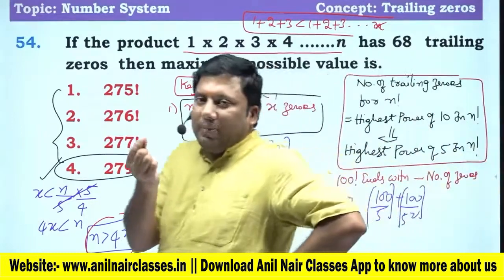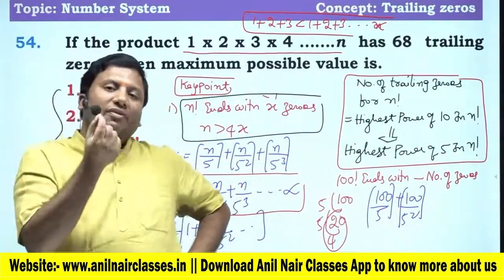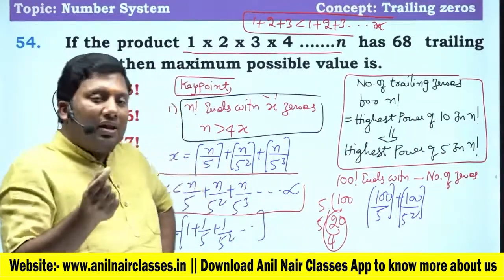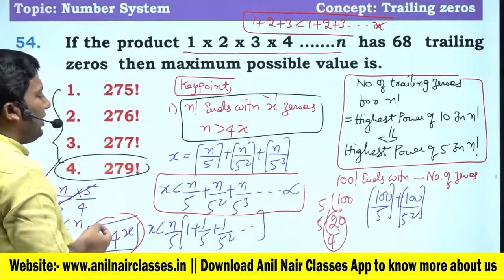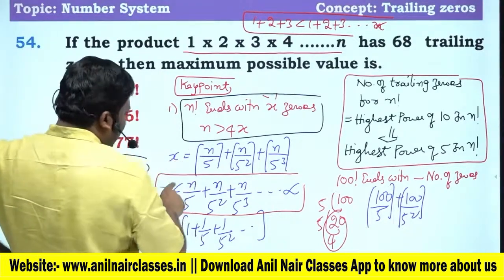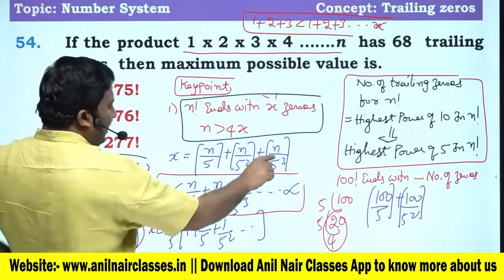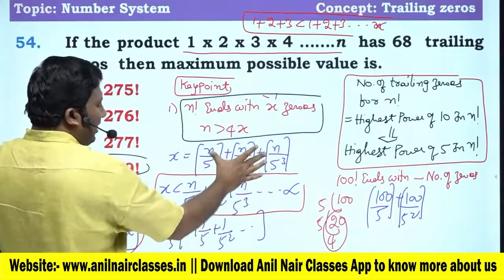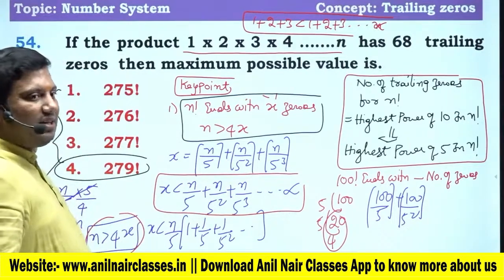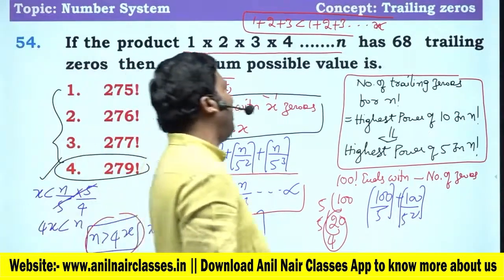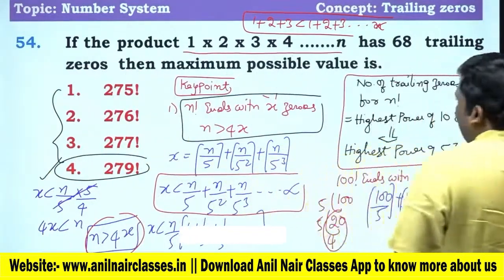The relationship between a number which is in a factorial format and the number of zeros at the end is given by n is greater than 4x. It became less than because it is a finite series compared to an infinite series. Finite series is always less than infinite. I hope the idea is clear.